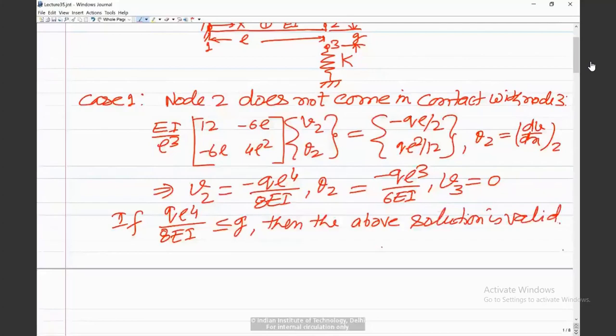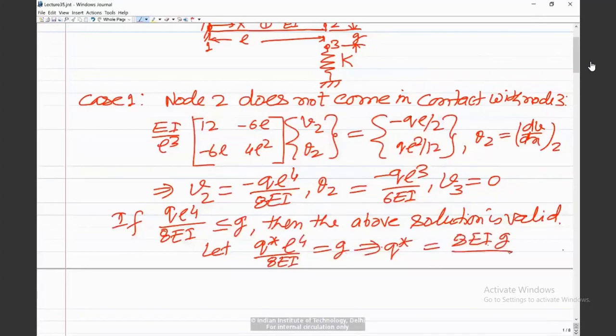Now let us say that just when the equality holds, at that time the load is, let us say, Q star. Then Q star L power 4 upon 8EI will be equal to G. From this you can say that Q star will be equal to 8EIG upon L power 4. Corresponding to this load Q star, we will have V2 star. V2 star will be simply minus G. When Q is equal to Q star, V2 star is going to be minus G.